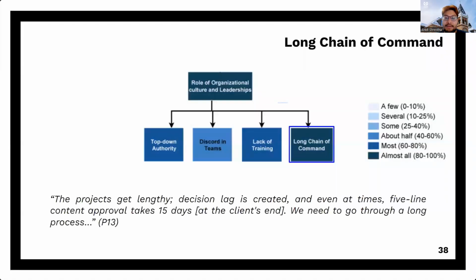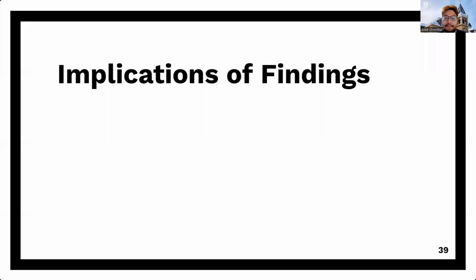Most participants talked about how, when the project gets delayed, there is a lag in decision-making. They report that approval of only 5-line content takes 15 days at the client end because it needs to go through a long process with multiple steps to reach the client.